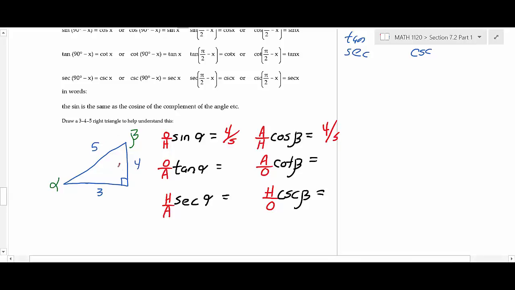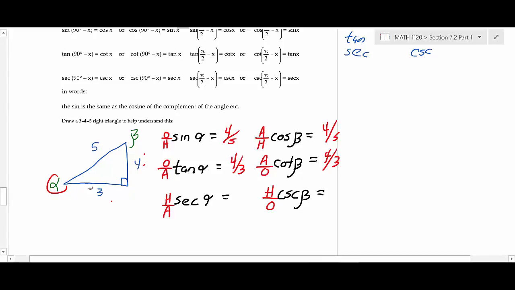So the tangent of alpha would be opposite over adjacent. So that's 4/3. The cotangent of beta would be adjacent over opposite. So it's also 4/3. Okay? All right, you guys see what I'm doing there? You're doing what I just had you do a minute ago. You're just applying the definitions.